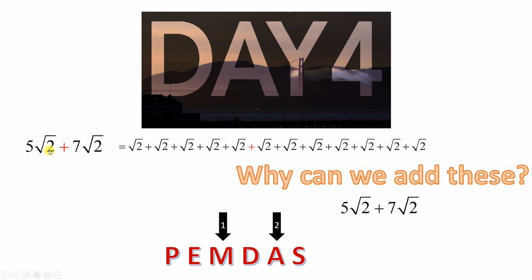And so we can consider this first number as the square root of 2 plus itself 5 times, and we can consider the second number as the square root of 2 plus itself 7 times. And since those two things are adding, we can add them all up ahead of time and get 12 times the square root of 2.